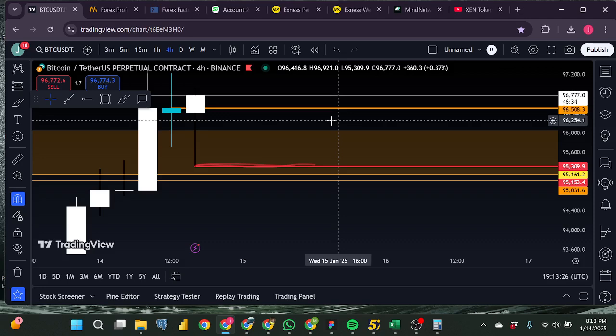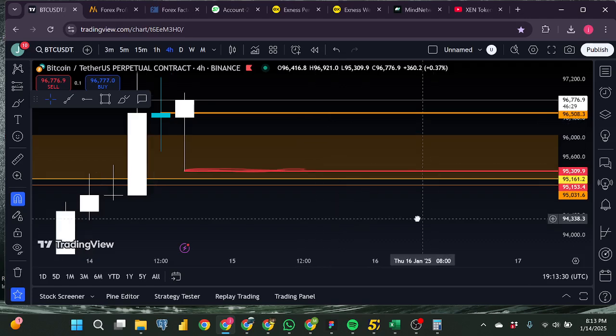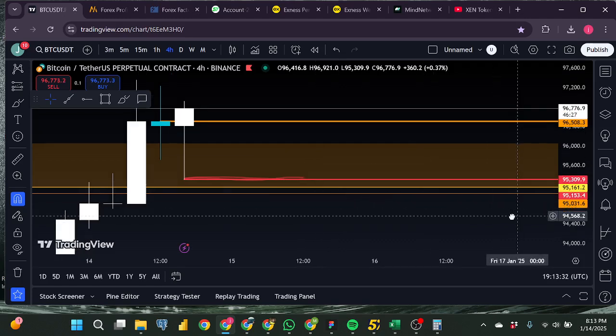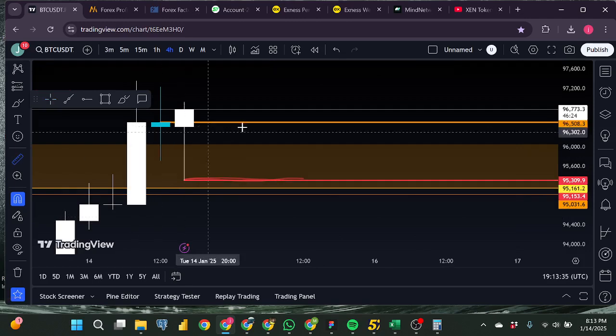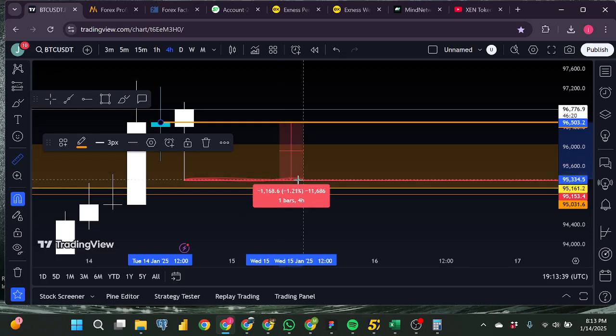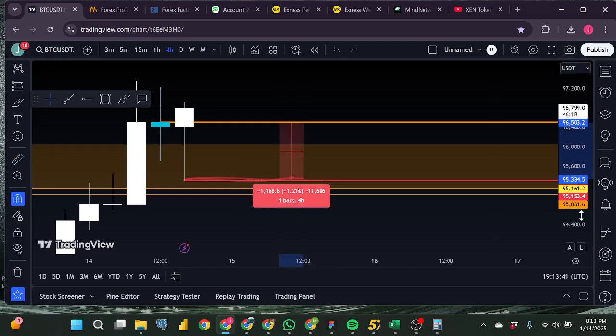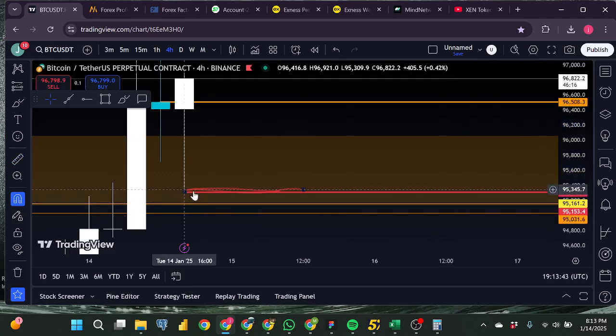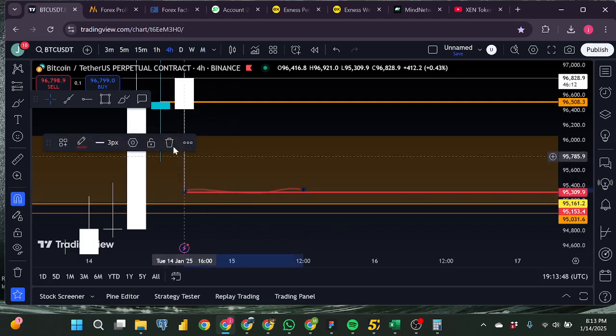Do you understand? Yes, sir. Good. Now the question is, from here to here is what we call this place. This red line is what we call stop loss.